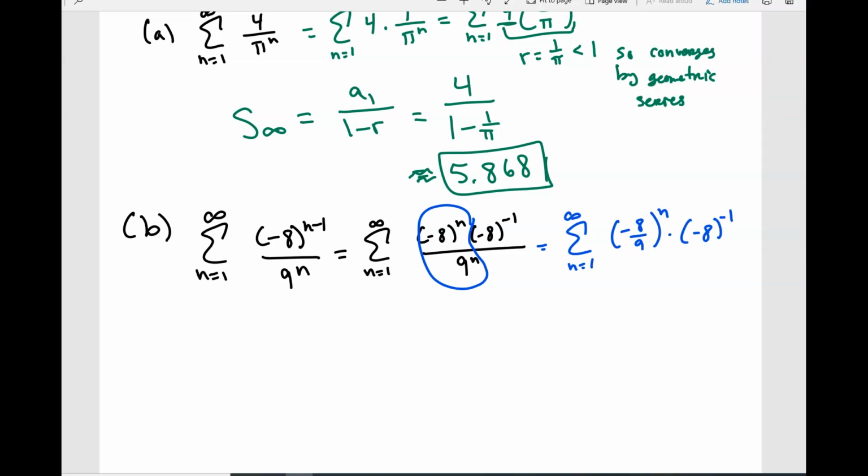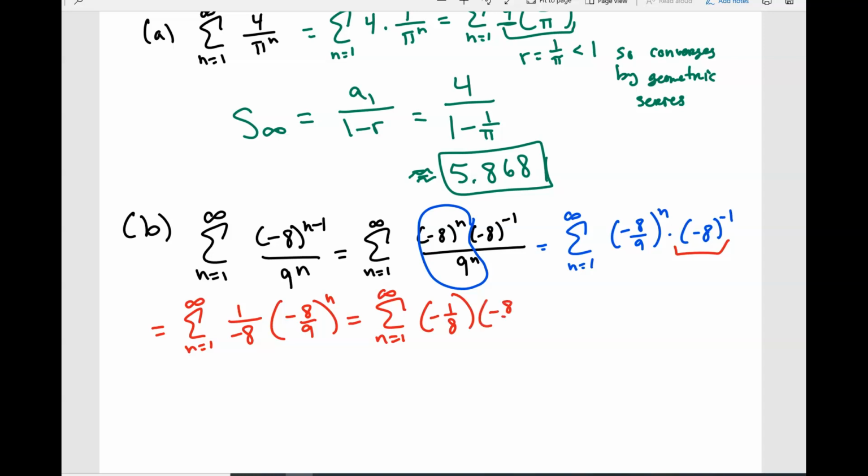This guy, you can just bring it to the bottom. So it's going to be the summation from n goes from 1 to infinity of 1 over negative 8. And then on the inside, you still have this negative 8 over 9 to the power of n. Okay. Now this almost looks like a geometric sequence, but now we need this to be an n minus 1. So this is going to be the sum from n goes from 1 to infinity of negative 1 over 8. I'm going to pull out a negative 8 over 9, and then you're left with negative 8 over 9 to the n minus 1.